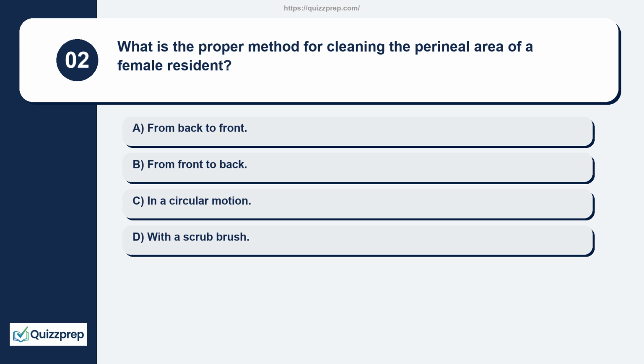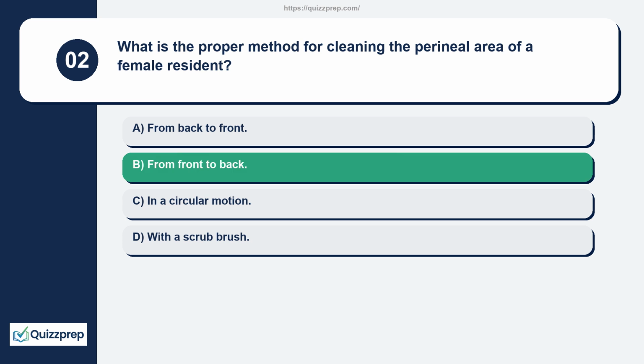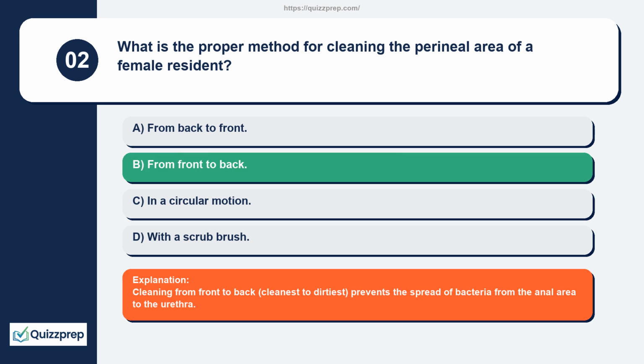Question 2. What is the proper method for cleaning the perineal area of a female resident? From back to front. From front to back. In a circular motion. With a scrub brush. Cleaning from front to back, cleanest to dirtiest, prevents the spread of bacteria from the anal area to the urethra.